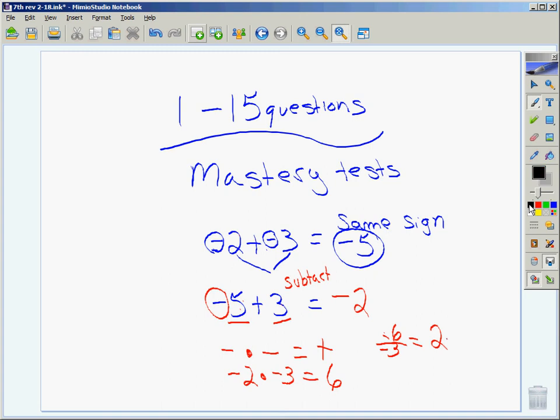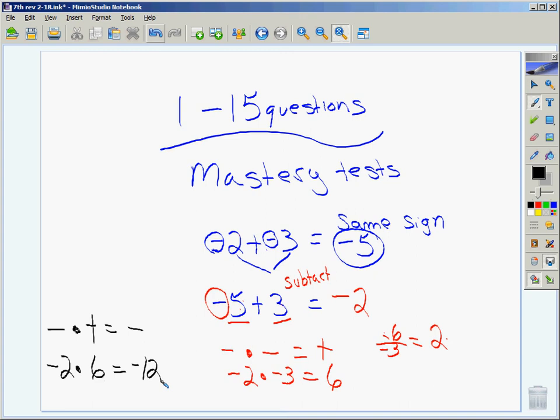If I have a negative times a positive, it would give me a negative result. So negative 2 times positive 6 would be a negative 12. And the same rule works for division.